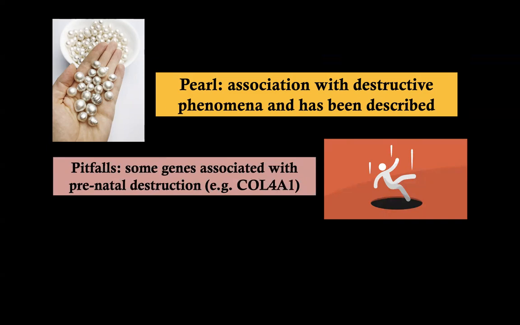Important though is that there are some genes that create, especially prenatally, destructive vascular events, like COL4A1, for instance, right? So you need to basically keep in mind this. So there are destructive events that are related to genes. So this is very, very important, and you need to keep it in mind.